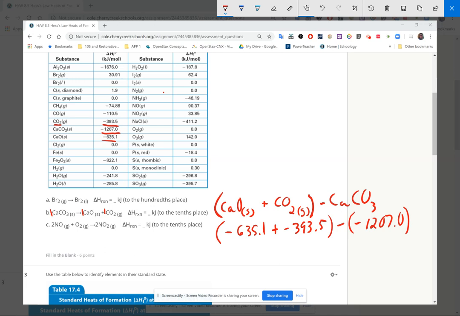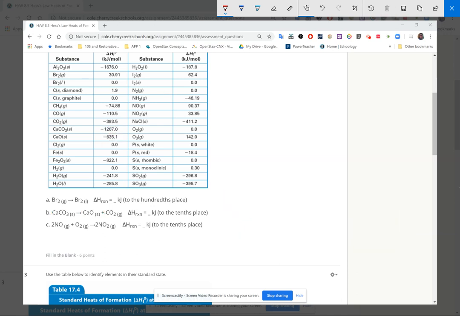Okay. So when you do the math, and I think you should do it before you look at the answer, if you can pause it, you should get 178.4 out of all that. So make sure you're using your calculator right. And then for the last one, you're just looking up the values as well, right? Be careful with the oxygen, right? Oxygen gas, standard state, 0.